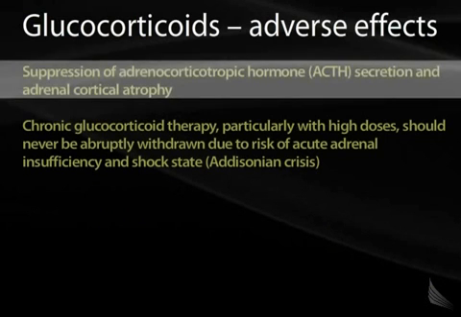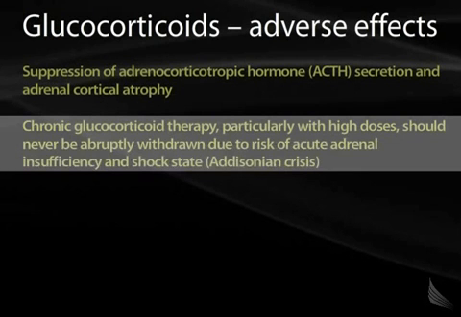Glucocorticoids can also suppress ACTH secretion from the anterior pituitary gland and can cause adrenocortical atrophy because of that decreased ACTH secretion. It's very important that when patients are on chronic glucocorticoid therapy, particularly high doses and for a long period of time, they should never be abruptly withdrawn. This is because patients can go into an Addisonian crisis, which is also known as adrenal insufficiency, because their adrenal cortex has not been producing glucocorticoids while they've been on these high doses of extraneous glucocorticoids.